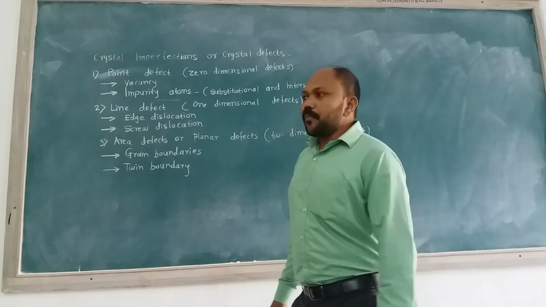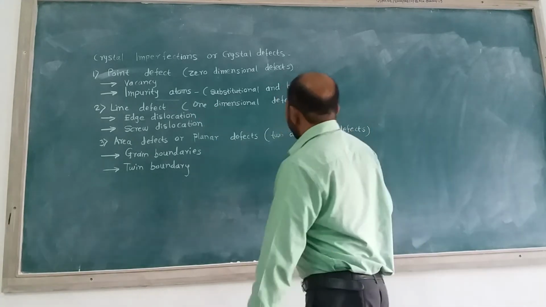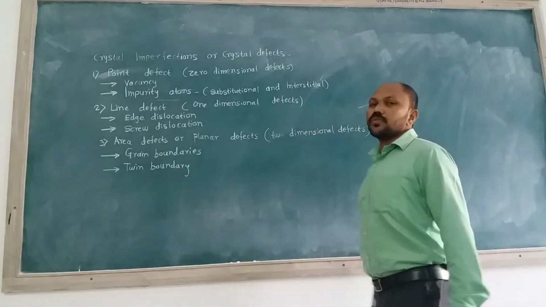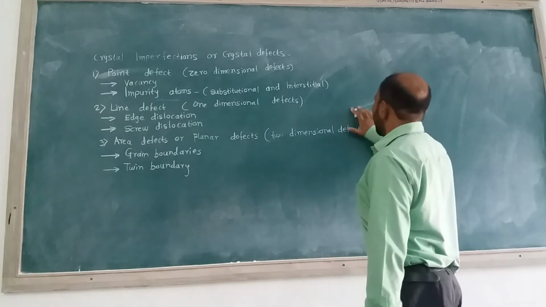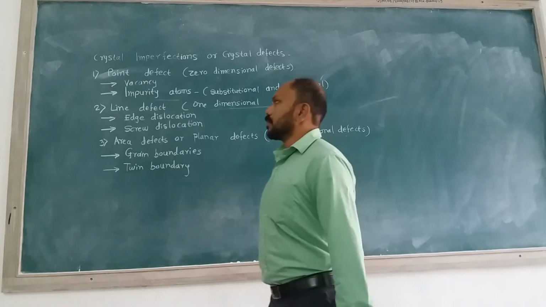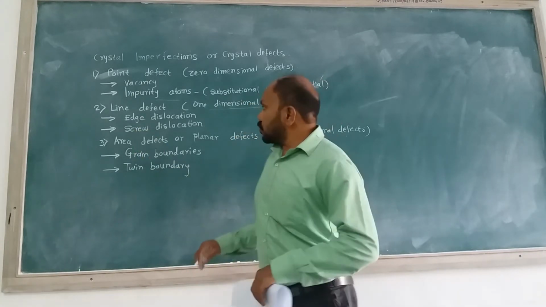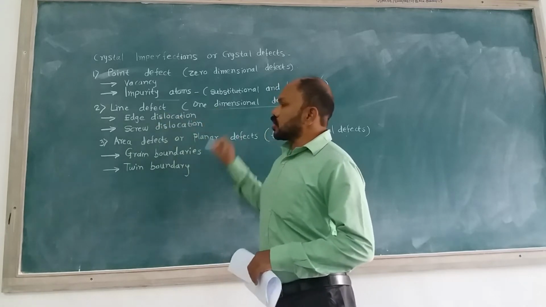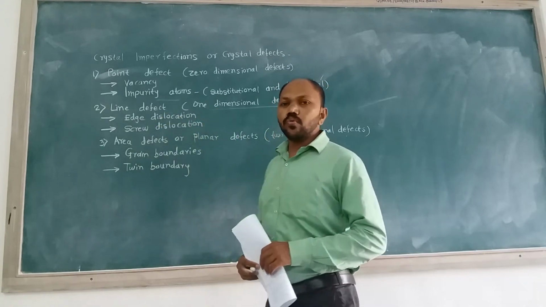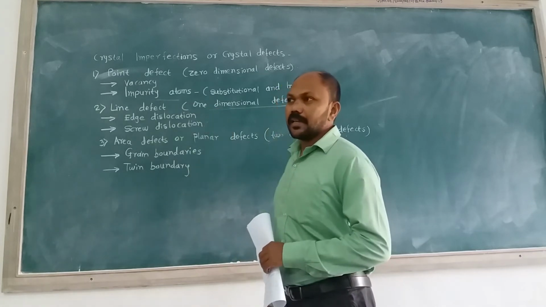The second type of crystal defect is the line defect. A line has one dimension, so it is called a one dimensional defect. It is subclassified into two types, that is edge dislocation and screw dislocation. These are the two subtypes in line defects.